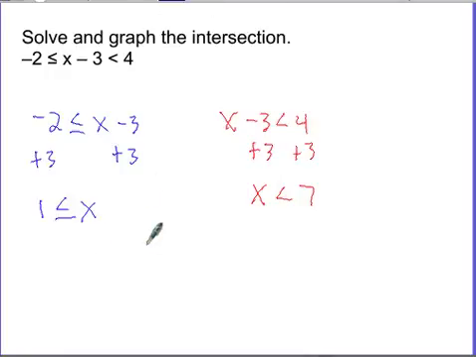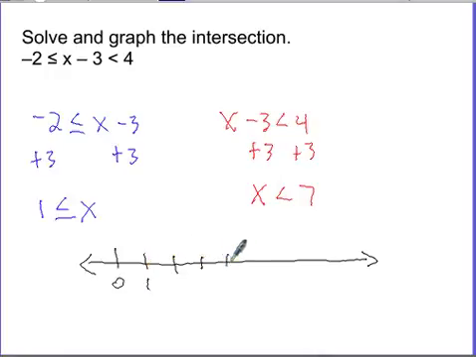And we would make a number line. Number lines get a little bit more complex with these types of inequalities. And so you have 0 here, 1, 2, 3, 4, 5, 6, 7. So I need what symbol at 1? Closed. We need a closed circle at 1. And we need an open circle at 7, right? An open circle at 7.